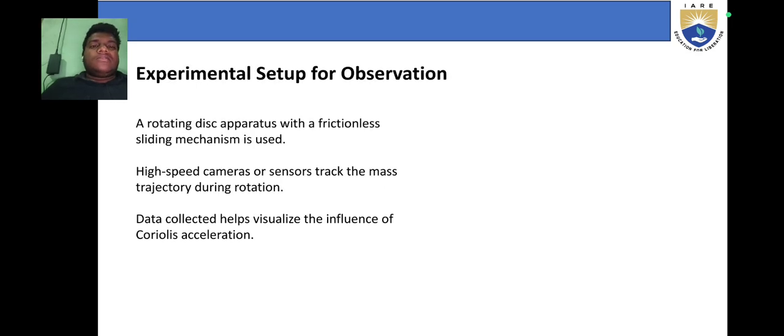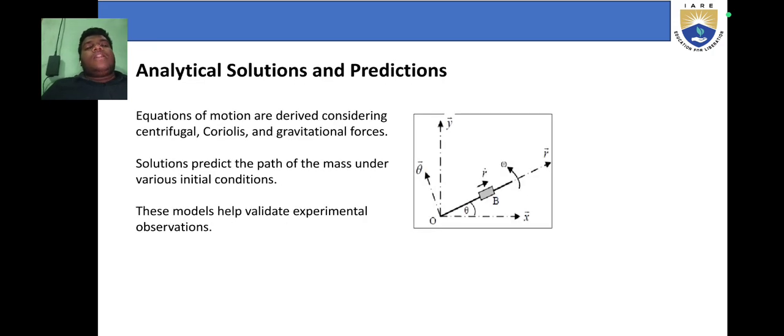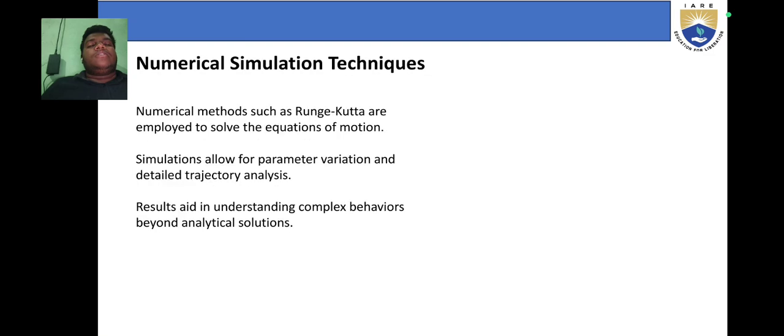Experimental setup for observation. A rotating disk apparatus with a radial sliding mechanism is used, and high-speed cameras or sensors track the mass during rotation. The data collected helps visualize the influence of Coriolis acceleration. Analytical solutions. The equations of motion are derived considering the centrifugal, Coriolis and gravitational forces. Solutions predicting the mass motion under various models help validate experimental observations.